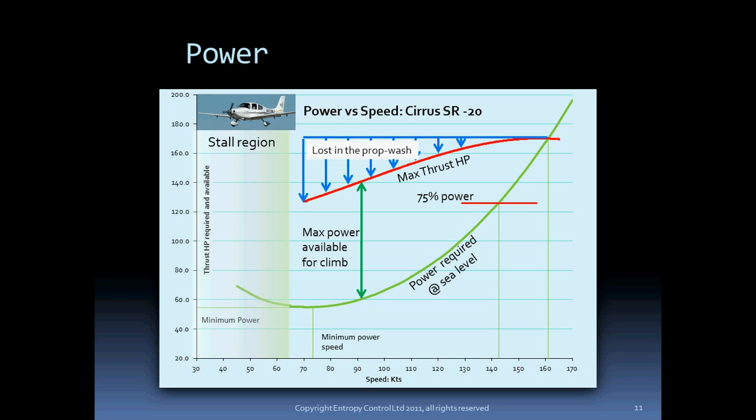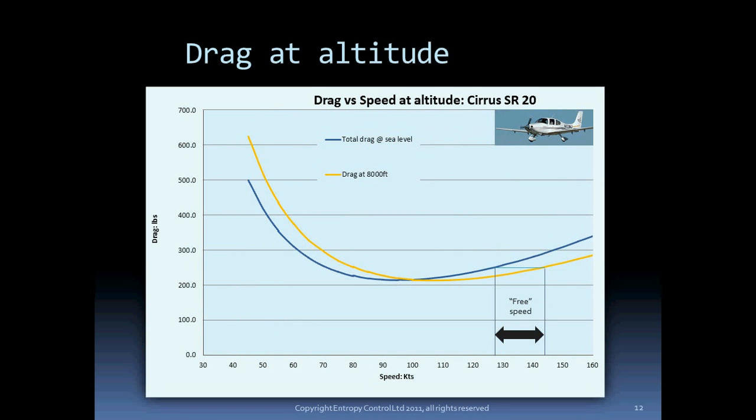Let's see what happens at altitude. In terms of drag, not much. The drag remains the same except that the curve moves to the right. As you see, the yellow curve is the drag of the Cirrus at 8,000 feet. The aircraft flies on calibrated airspeed, so as you gain altitude, the same CAS gives you the same drag, but a higher true airspeed. Minimum drag is the same, but minimum drag speed at 8,000 feet is now about 110 knots true airspeed. Your ASI will still read 96 knots though.